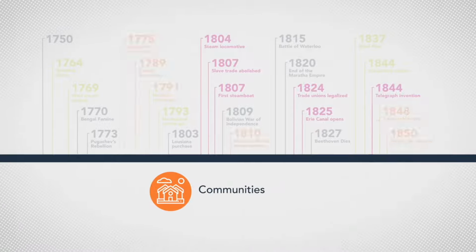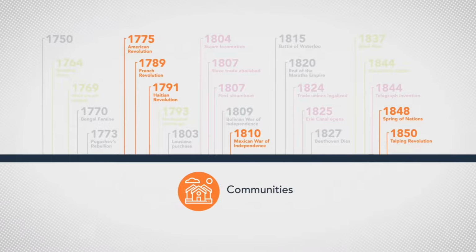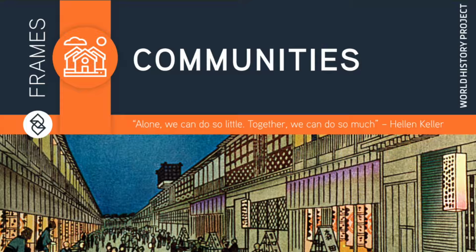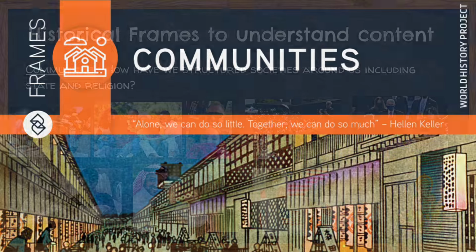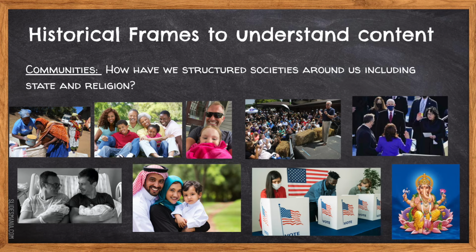The communities frame focuses on how people organize themselves: families, villages, cities, empires, and nations. It looks at identity, belonging, and how communities grow, shrink, and change over time. For example, through this frame, we might study how the Roman Empire expanded or how modern nations are formed.